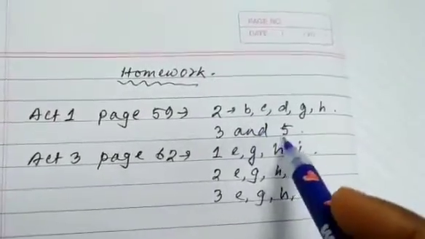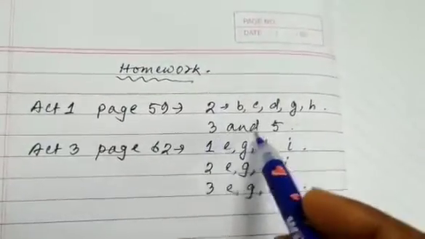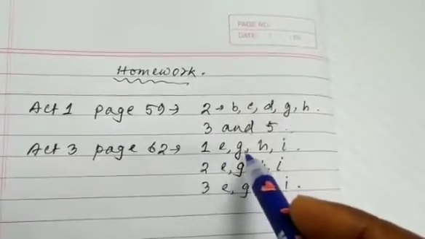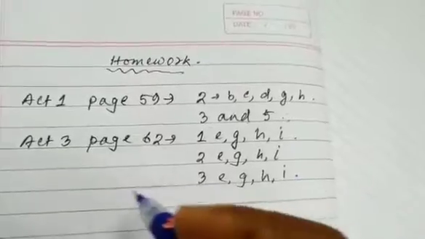That's all for today. Now you have to do some homework also. See, activity 1, page 59, number 2, B, C, D, G, H, 3 and 5. And activity 3, page 62, number 1, E, G, H, I, 2, E, G, H, I, and 3, E, G, H, I.